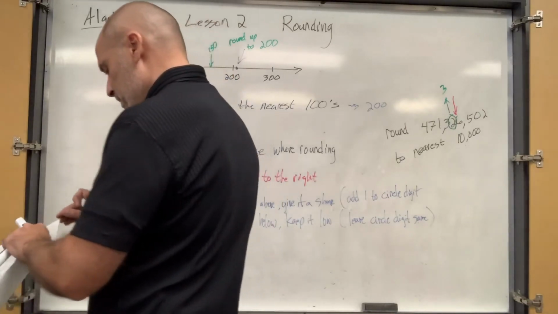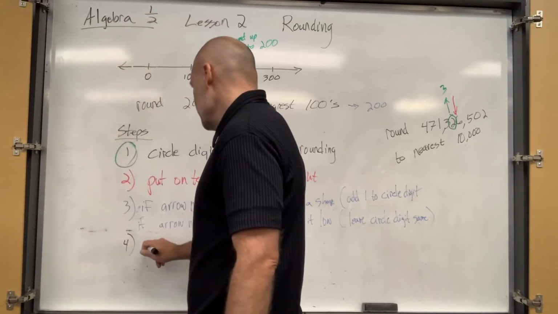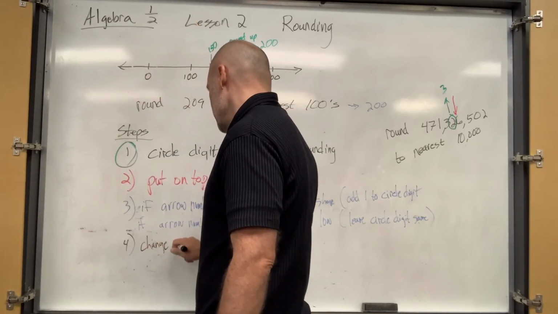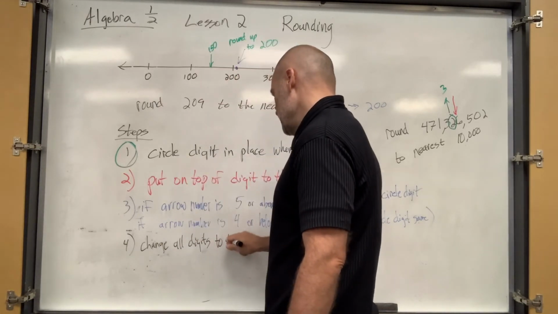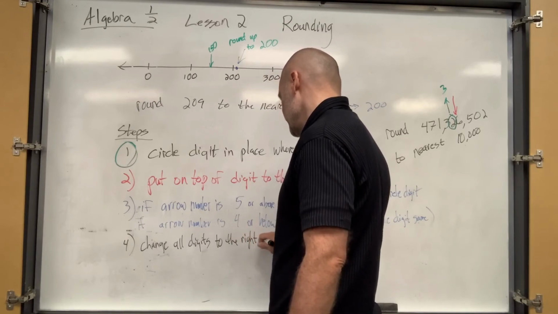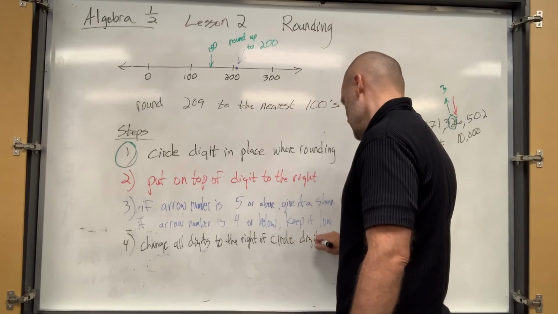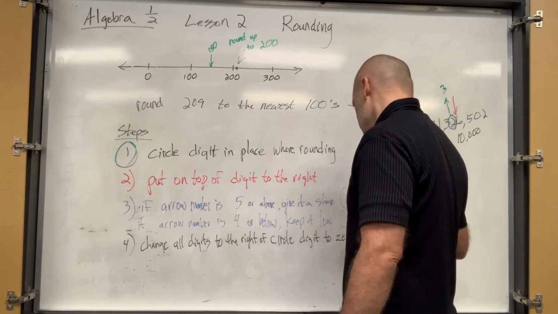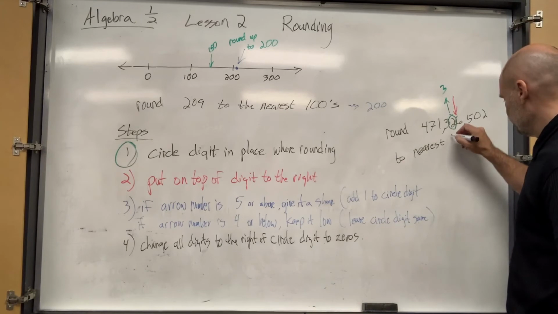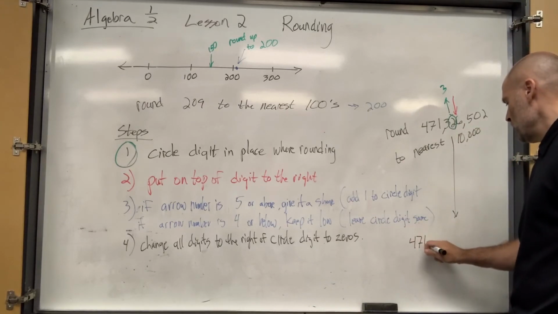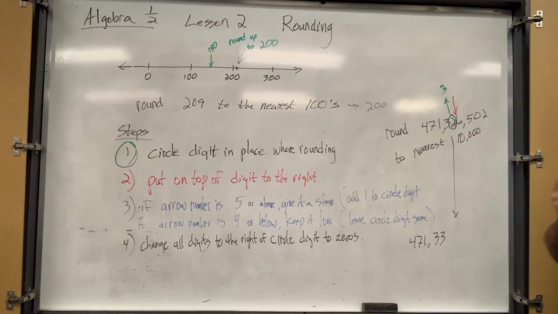And then the last step is change all digits to the right of the circle to 0. Okay? So for example, they don't matter. This would be 471, 3, 3, and then everything to the right of that circle digit becomes a 0.